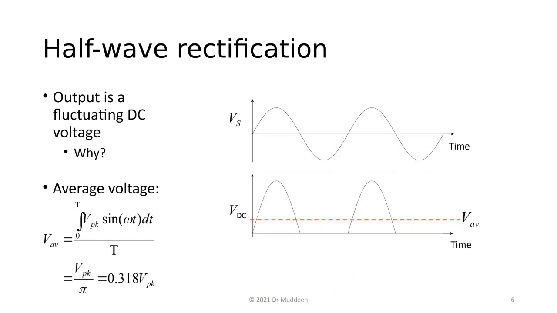So after you pass it through, the diode conducts when it's forward biased. When it's reverse biased, it doesn't let any current through, so the voltage at the output of the rectifier drops to 0. So what you get at the output is this half-wave rectified signal here. Now, the output is a fluctuating DC voltage. And I'm asking a question as revision: why is it a fluctuating DC voltage?